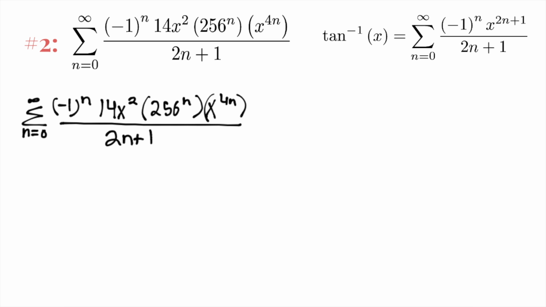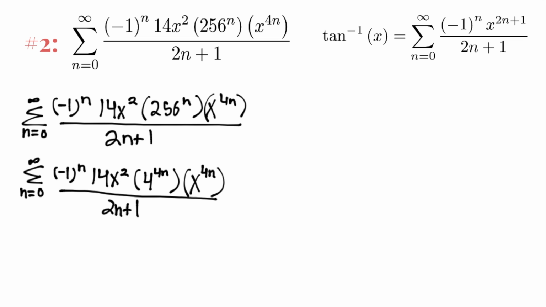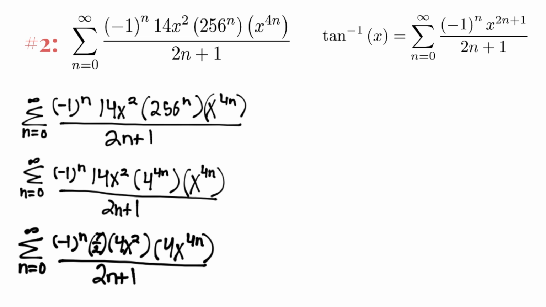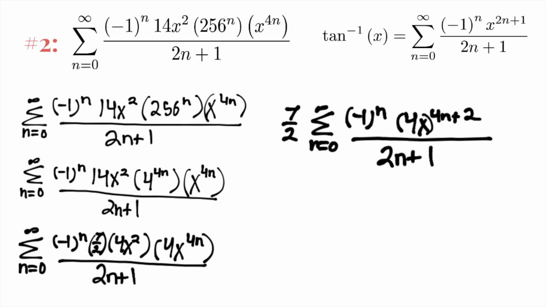answer. Knowing that, we can simplify the numerator to combine the 256 to the n with x to the 4n. We'll raise both to the same power, remembering that 256 to the n is the same as 4 to the 4n. We can now combine them. That said, in order to combine our 14x squared with the 4x to the 4n, they gotta have the same base, so we'll pull a 7/2 out to achieve this.